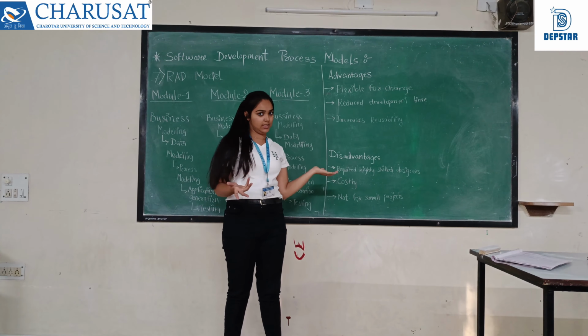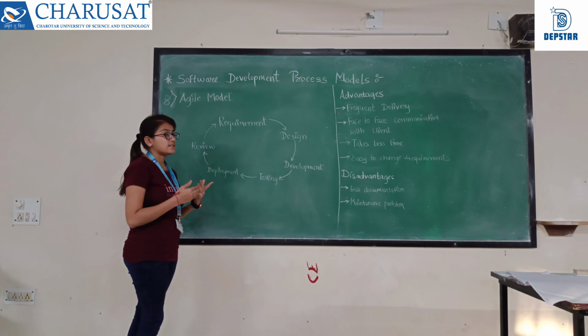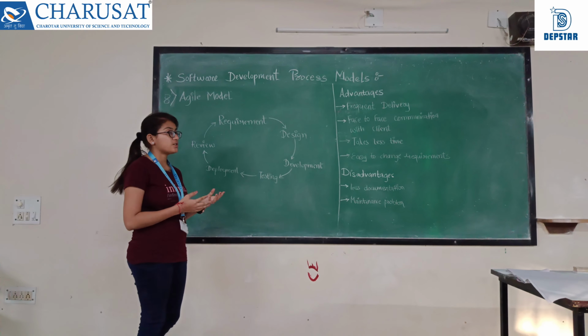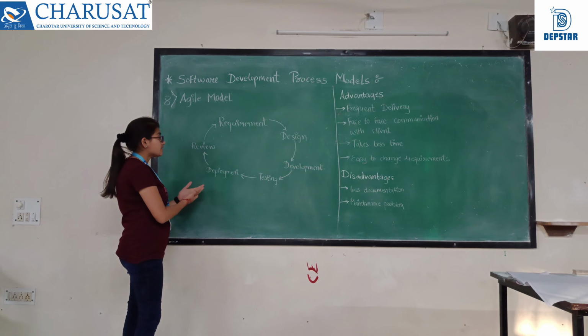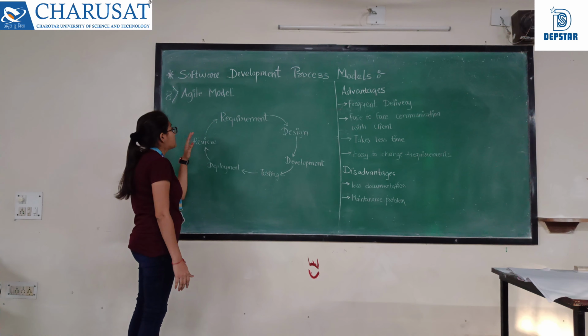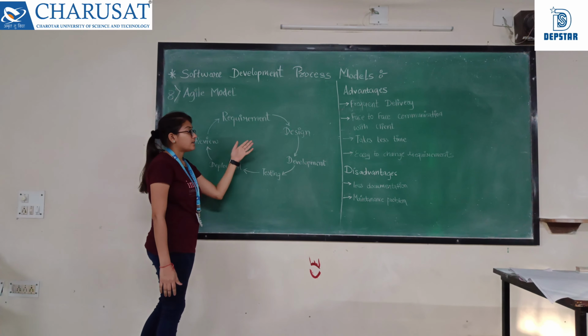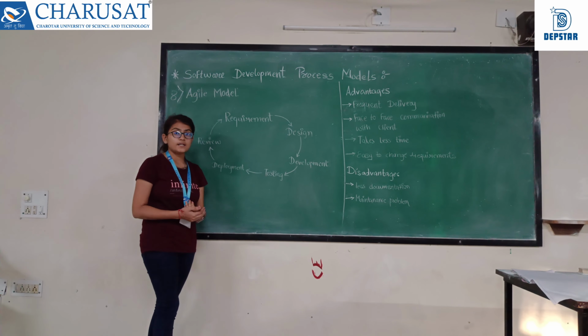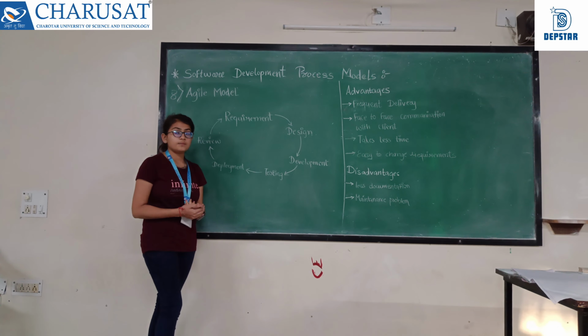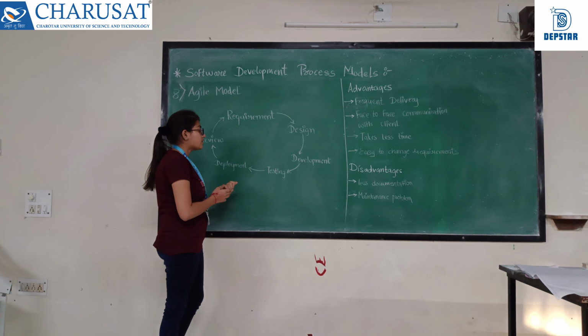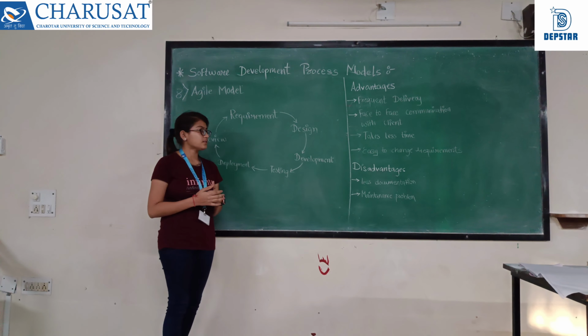The main aim of this model is to facilitate quick completion of the project. And this is the diagram of the agile model. First one is requirement gathering, and second step is design. In this step, the development team will design their project. Third one is development. In this step, the development team will work on their project. Next one is testing.